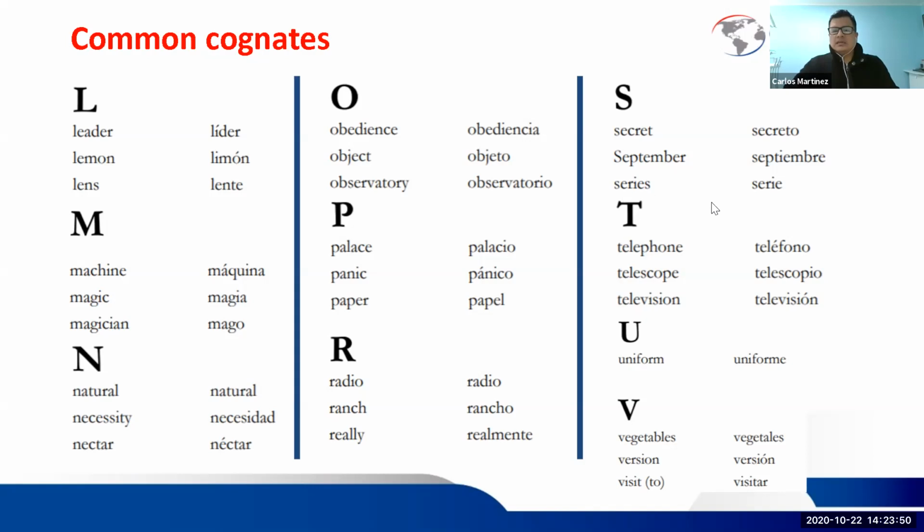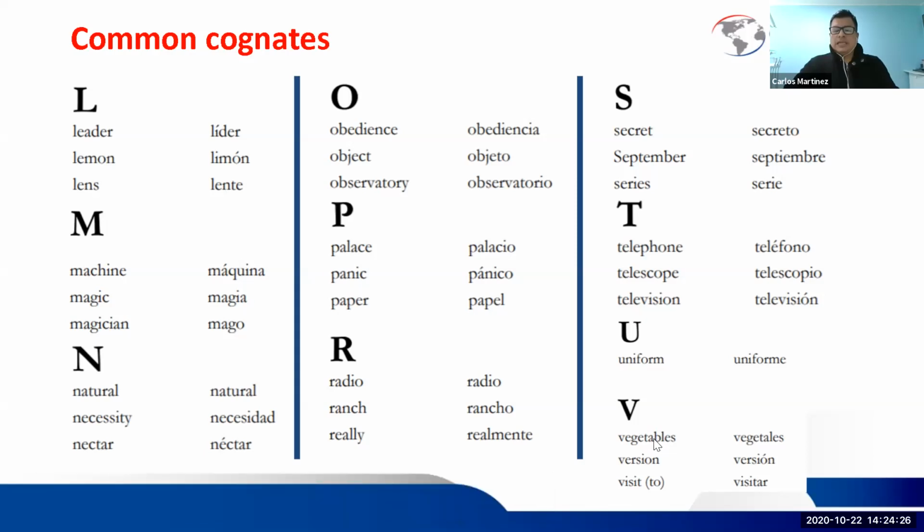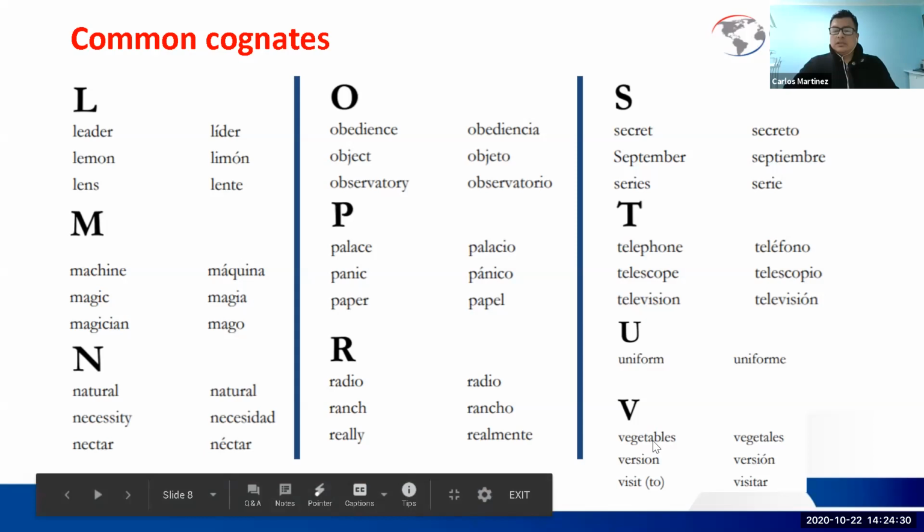Series, serie. Telephone, teléfono. Telescope, telescopio. Television, televisión. Uniform, uniforme. Notice that this U has one of the sounds of the letter U, which is not "u", it's "yu". Uniform, uniforme. Then we have vegetables, vegetales. Notice here, like I mentioned before, you don't say "veg-ta-bles", it's vegetables, 3 syllables.